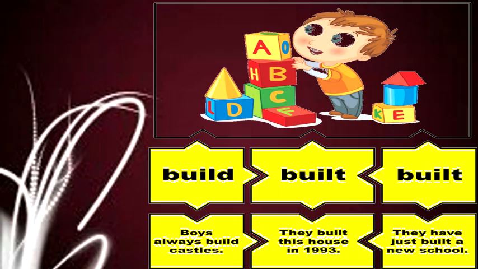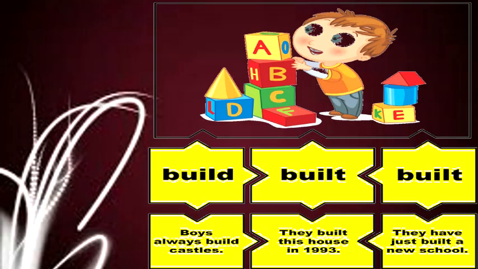We can see in the picture, the child is building a tower out of the blocks. Yes, children are fond of doing so. So the present form is B-U-I-L-D, build. The sentence we have, boys always build castles. This is simple present tense. The second form of the verb is built.